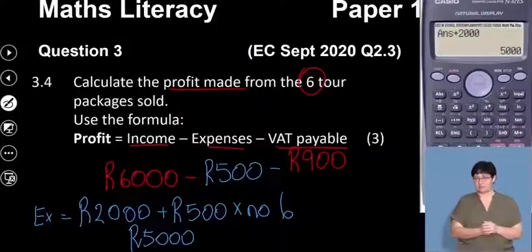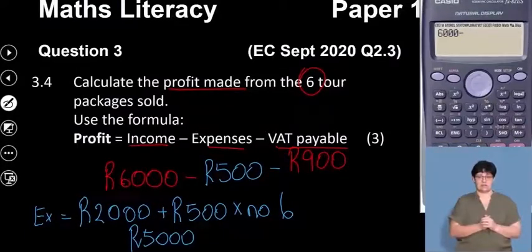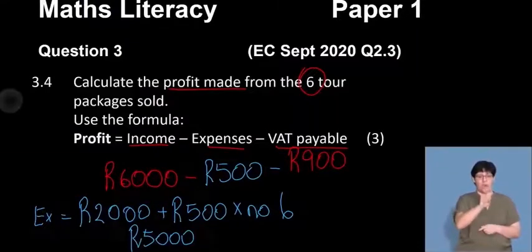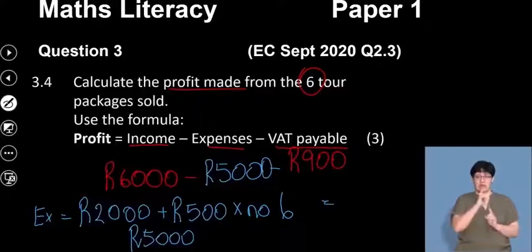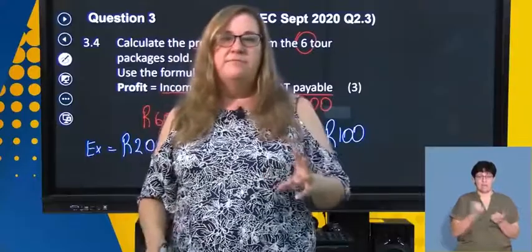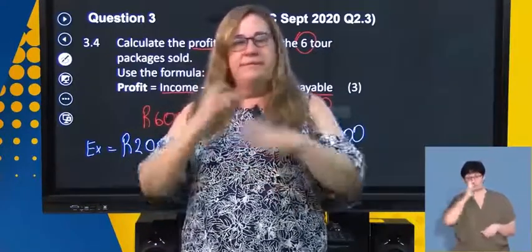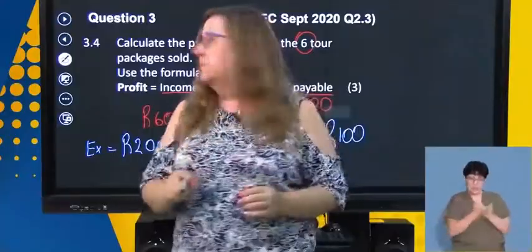Right, let's go back to our question. So now I've got my calculator out. I'm taking my 6,000 Rand, which was my income, and I'm minusing, not 500, 5,000. I will change the board now. And minusing 900, I get an answer of 100 Rand. That needed another 0, and my answer to this was 100 Rand. Remember, money has to have a Rand in front of it. If it's a whole number like this, you don't need to put your 2 decimal places. But if there was a decimal at all, it must be 2 decimal places.